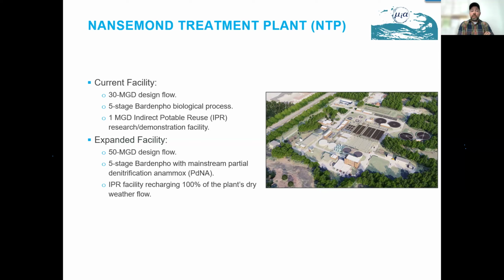Now, the Nansemond Treatment Plant is currently under expansion, and after expansion, it's going to be a 50 MGD plant because we're shutting another plant down and rerouting its flow here. It's still going to have a 5-stage Bardenpho, but we're converting the second stage anoxic zones to have mainstream partial denitrification anammox, or pDNA. And that IPR facility is going to go from a demonstration facility to a full-scale facility, and ideally, it's going to recharge the aquifer with 100% of the average daily dry flow.